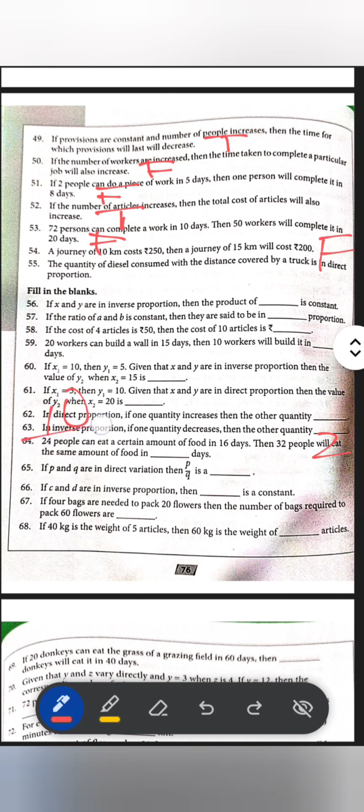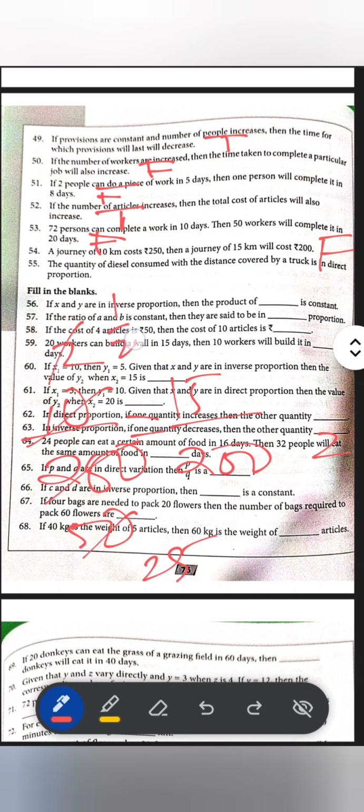Or else you could find it out: is 10 divided by 250 equal to 15 divided by 200? Let's cancel them out. 10/250 gives 1 by 25 on one side, and on the other side 15/200 gives 3 by 40, and they are not equal. So obviously this statement is false.